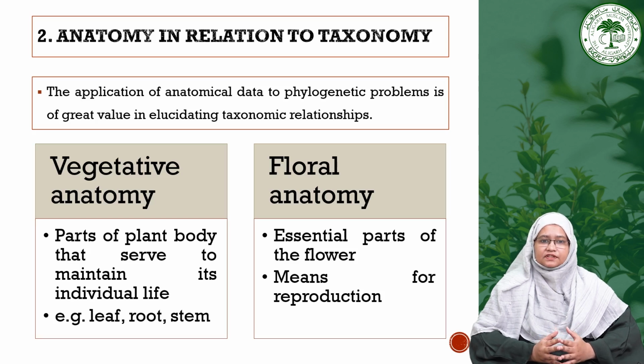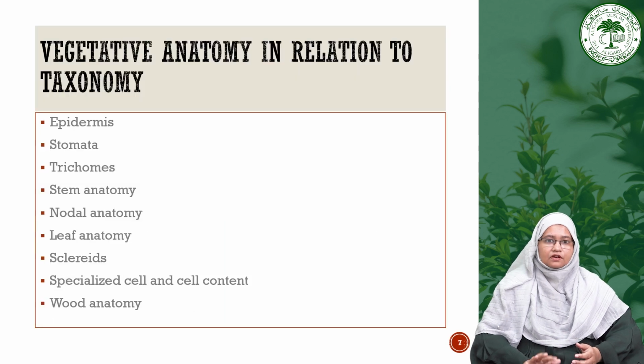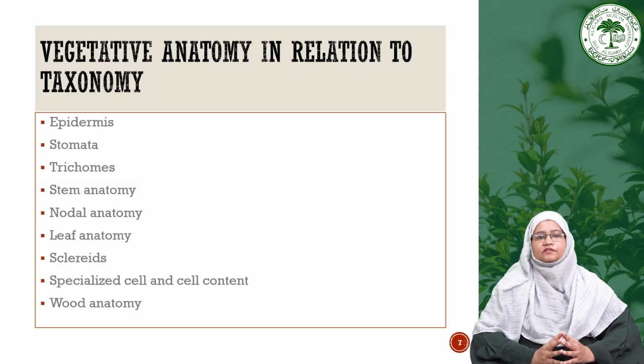Vegetative anatomy deals with the parts of the plant body that serve mainly the individual's life, like the root, stem and leaf. And floral anatomy deals with the essential parts of the flower, meant for reproduction, like all the parts of the flower: calyx, corolla, androecium and gynoecium. So the first one is the vegetative anatomy.